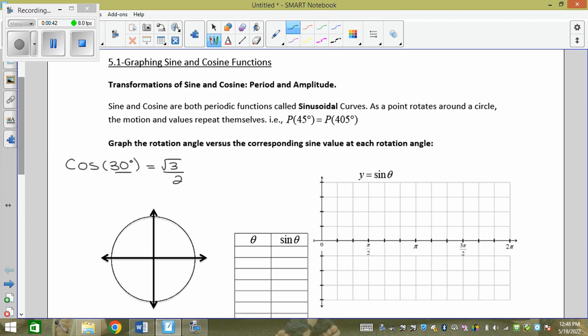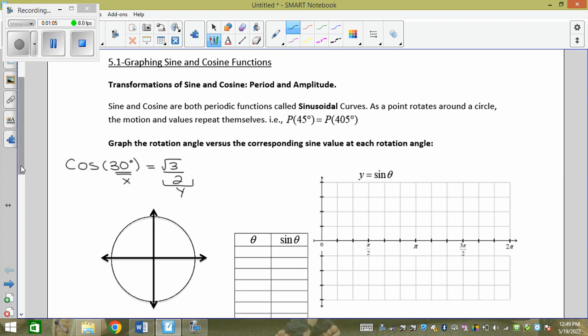What's always in this bracket? X or Y? What's always in the bracket? X, and what's this? Your Y. So that's the coordinate on the cos graph. At 30 x, my y is going to be √3/2. So yes, it's an x on the unit circle, but it's actually a y value on the graph.